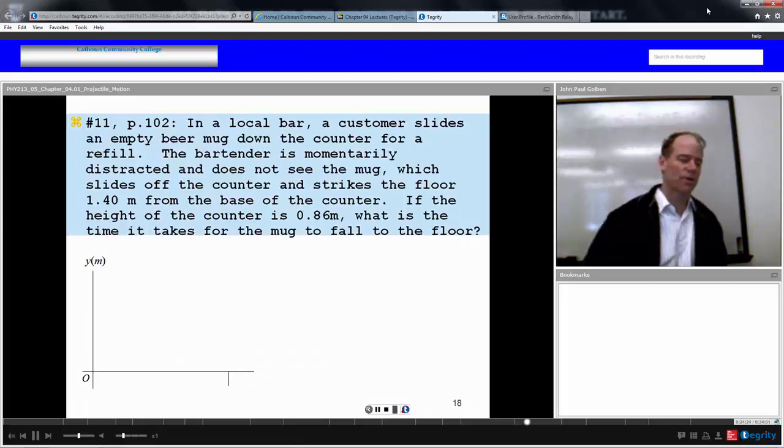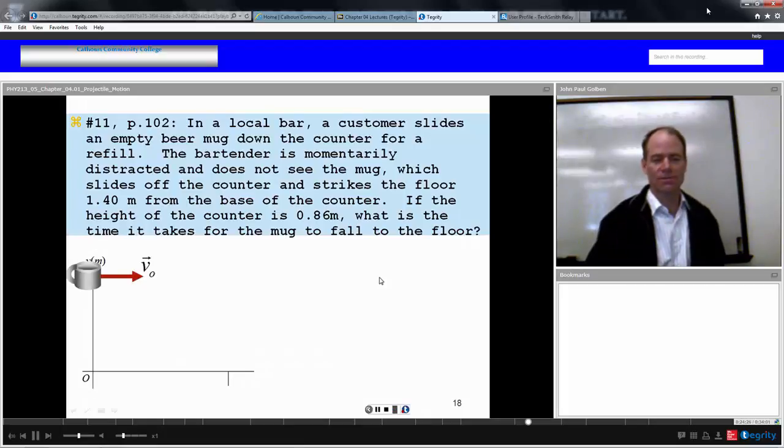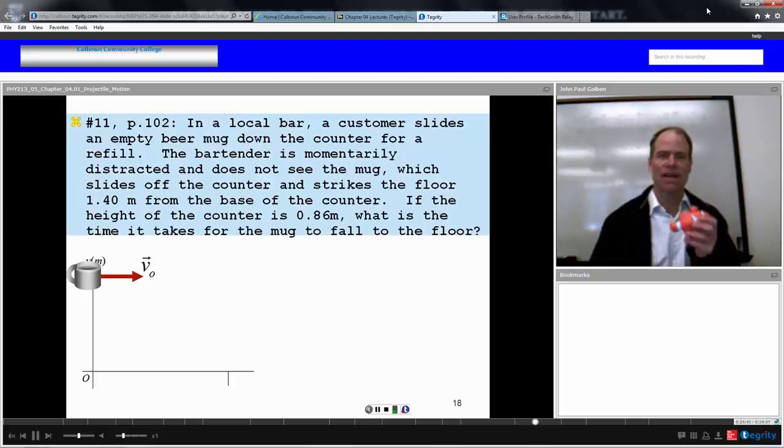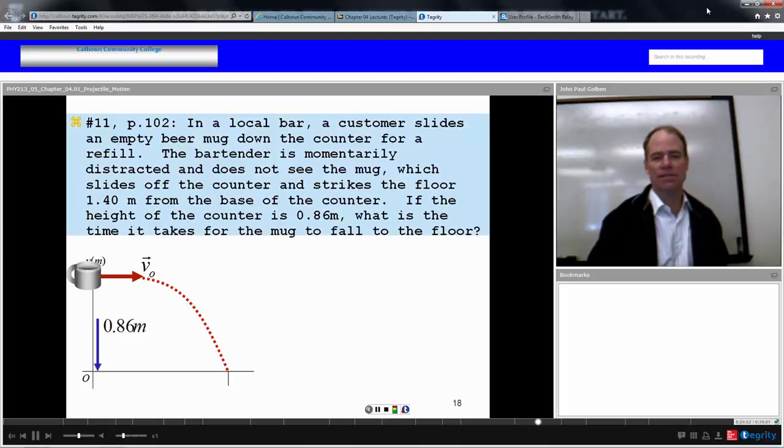So we're throwing a mug across the counter. Could be a beer mug, could be a milk or something, doesn't matter. We have a mug going off the counter and sliding off with some initial velocity. Vertically, it's just going to start, once it leaves the counter, from a velocity of 0 and fall down to the floor. So that's what's going to determine how much time it's going to be in the air. So if we want to find the time it takes to get to the floor, we need to look at our vertical motion.